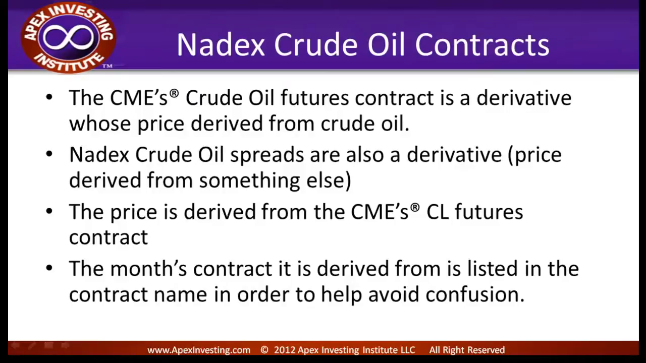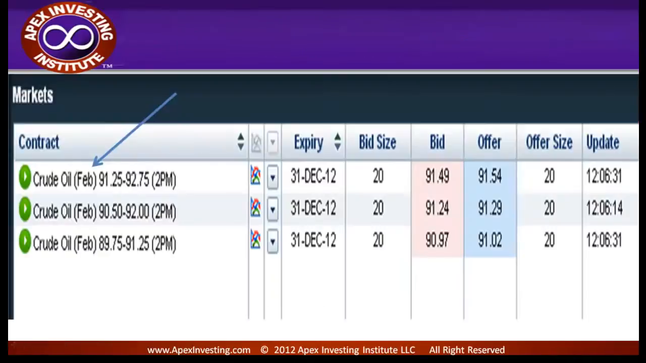The CME's crude oil futures contracts are a derivative that is derived from crude oil. Well, Nadex's crude oil spreads are also derivative. They're priced from something else. That something else is the CME's CL futures contract. It's not only derived from CL, but it's derived from a specific month of that futures contract. And the month that it is derived from is listed in the contract name inside the Nadex platform, and that helps you avoid any confusion knowing what contract it should be following. Such as right here, you can see where February is the current contract month of the crude oil spreads as of the date of this recording.